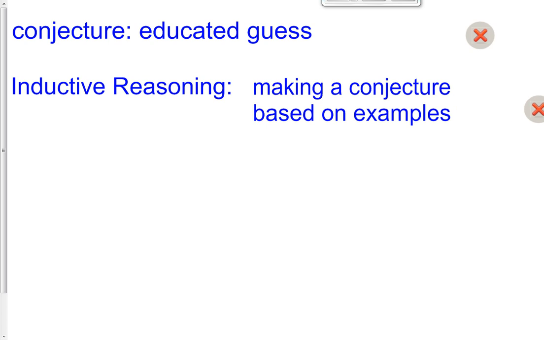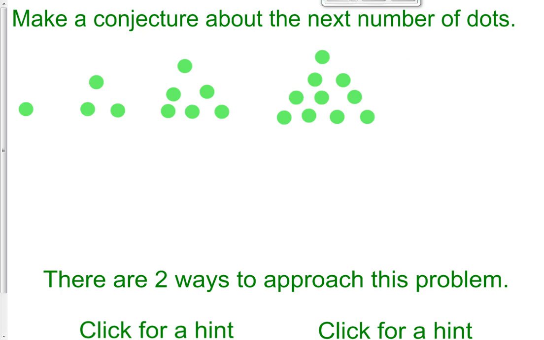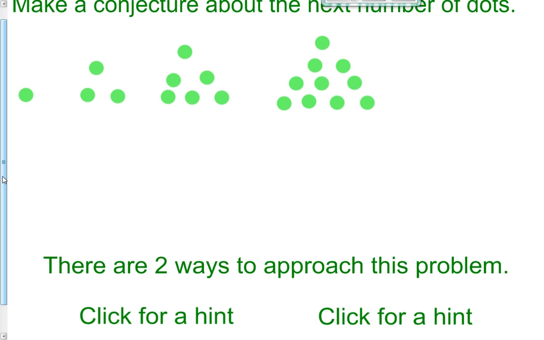So what we're going to be doing here in this video lesson is using inductive reasoning. We're going to be looking at some examples, and then we're going to make a conjecture, which is an educated guess. So here's our first one. Let's use some inductive reasoning. Make a conjecture about the next number of dots. There are two ways to approach this problem.